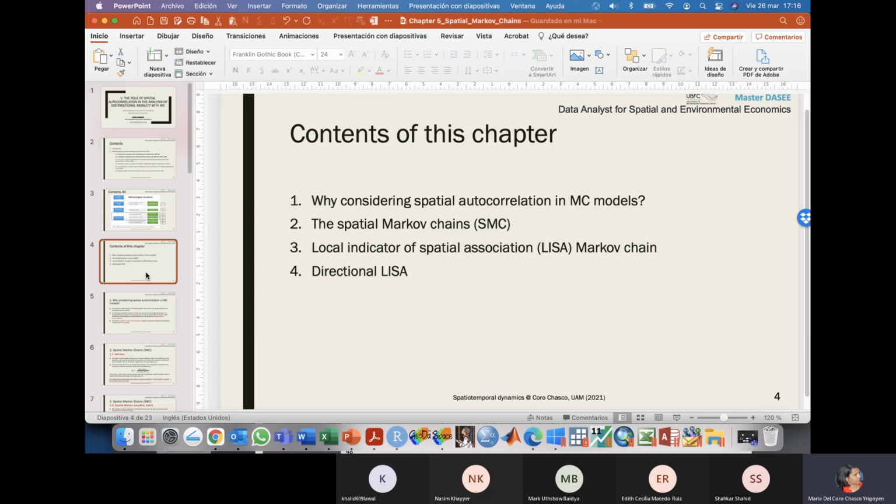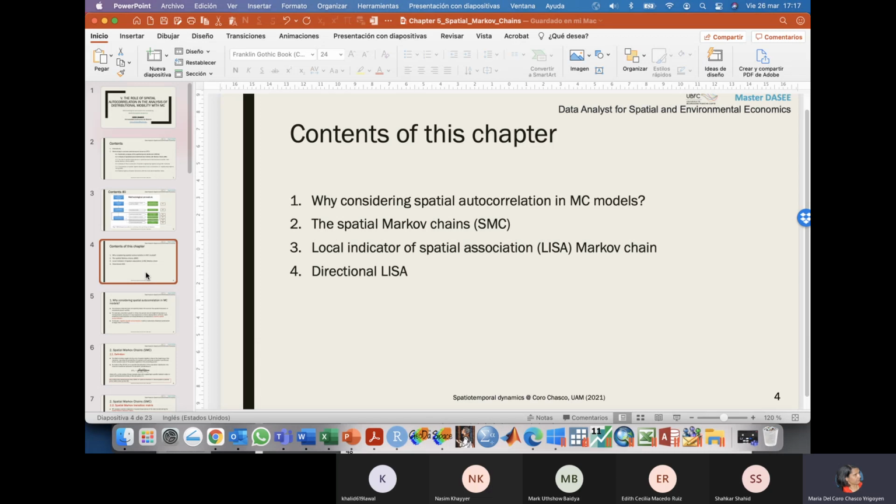Well, this variable can be population, per capita income, pollution, or whatever other phenomenon that can be considered in this framework of the Markov chains. The second step is properly the spatial Markov chains, and the third and the fourth have to do with the LISA Markov chain. So it's the idea of the quadrants of the Moran scatter plot and this local spatial autocorrelation.